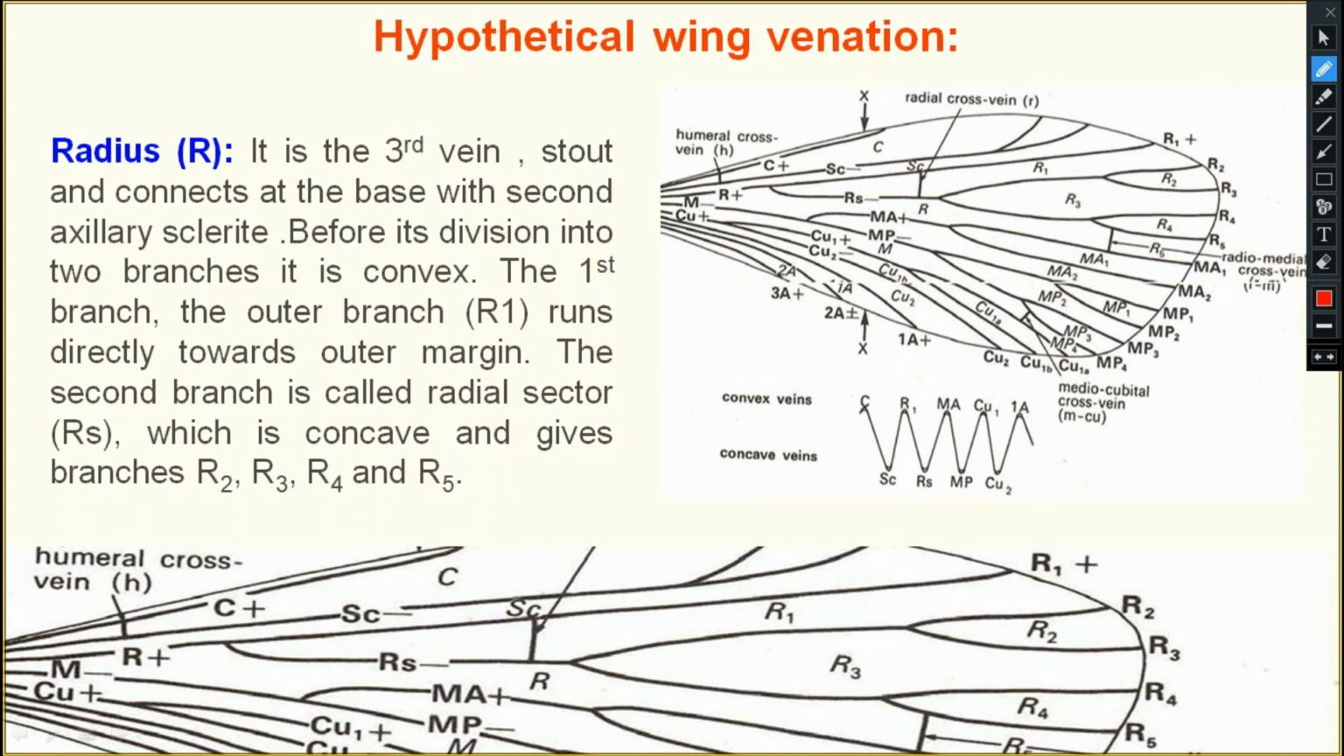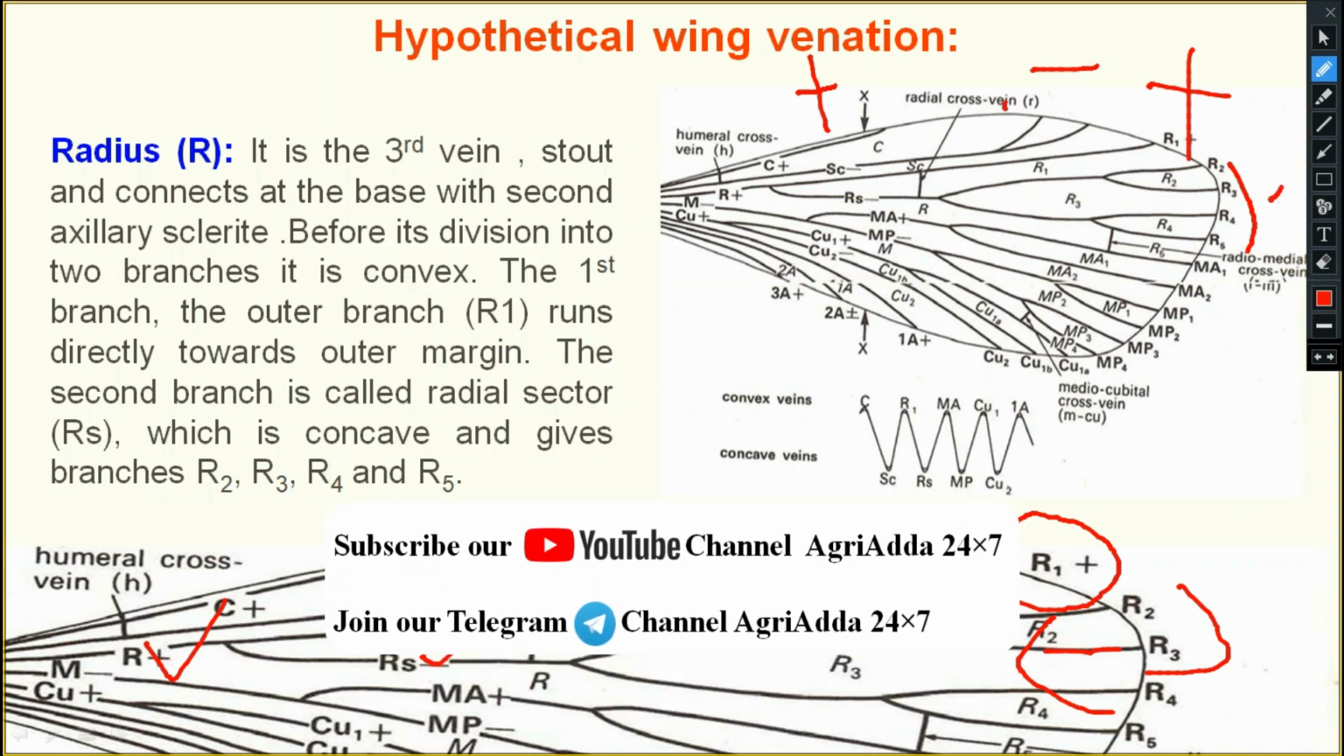So before division radius is convex. After division, what is happening? R1 will become convex and R2, R3, R4, R5 will become concave. Radial sector is completely concave. Now how is it coming? Plus, minus, plus, and this whole minus. Understood? Alternately it is happening.